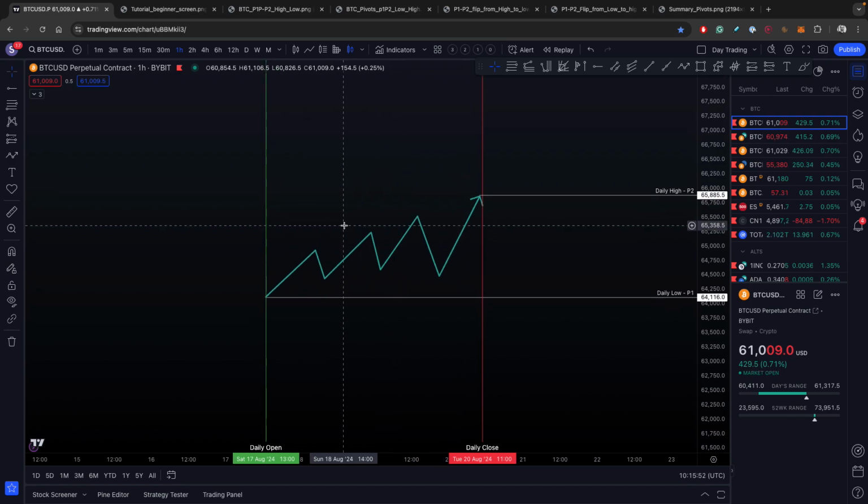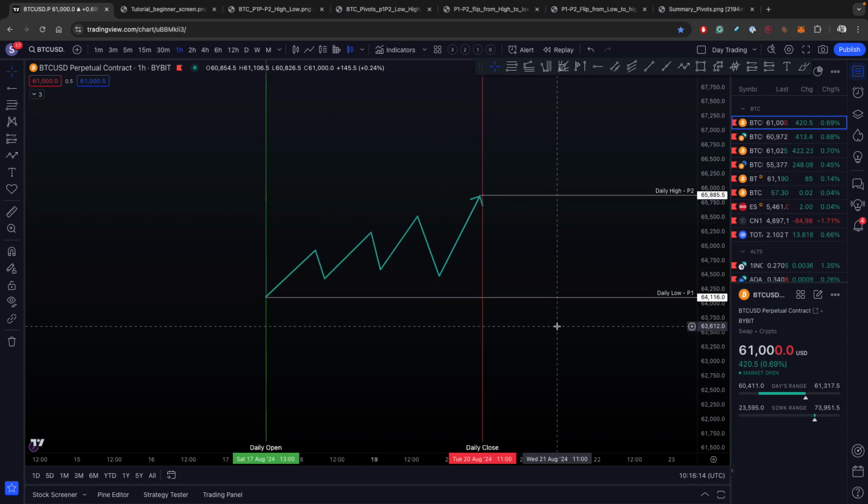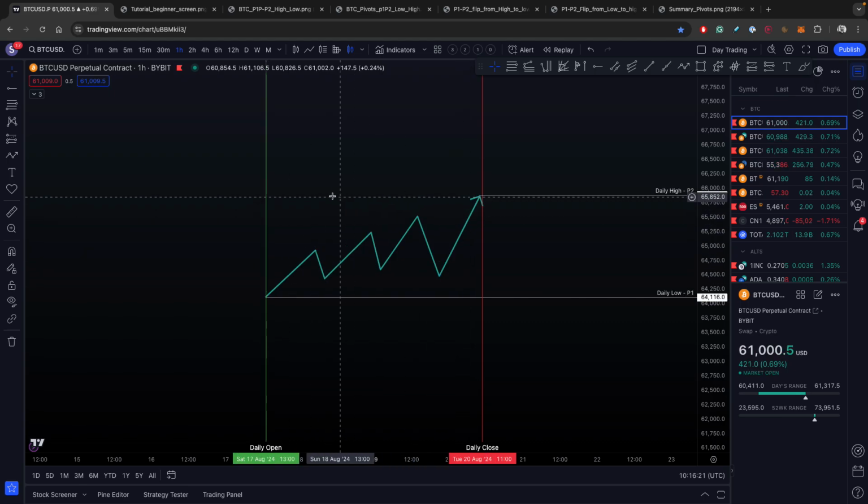So we have the day here, our imaginary time frame of the daily open and the daily close. And what you can see here is the daily low, P1, and the daily high, P2. Now, why is this? It is because the daily low got put in first at the start of the day, and the daily high got put in after the daily low at the end of the day. Now, if this was reversed, then the daily low would be P2. But in this case, the daily low got put in first, and the daily high got put in second. Let's look at some more examples.